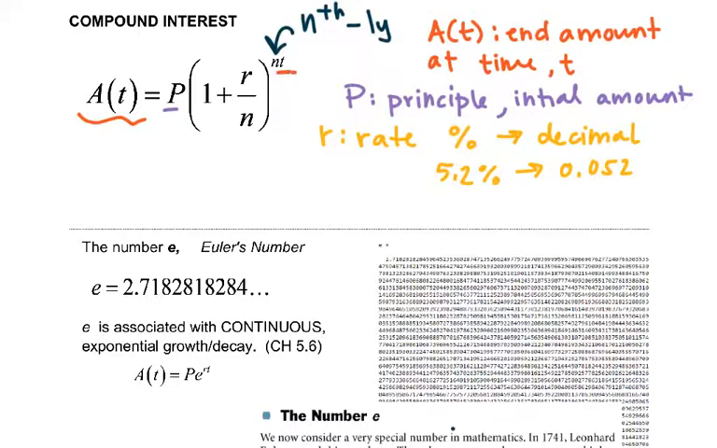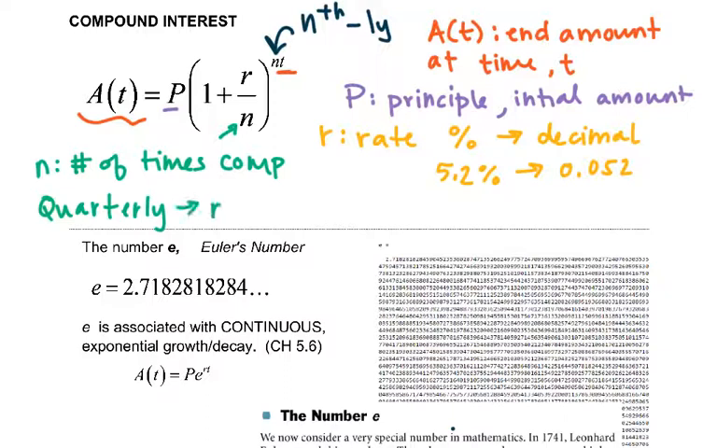T represents our time, and then we have this other value here, N. Okay, so nthly. N is the number of times compounded. So if you read a problem and you read quarterly, that might mean N equals 4. Or monthly would mean N equals 12 because there are 12 months in a year.